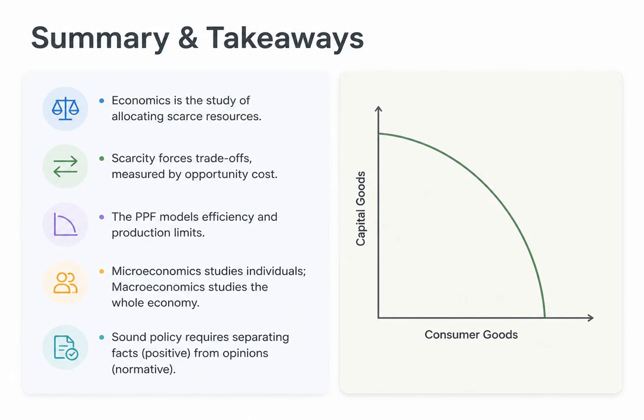To wrap up, economics is fundamentally about how we allocate scarce resources in a world of unlimited wants. Every choice has an opportunity cost, and models like the production possibility frontier help us visualize these trade-offs. Whether we are looking at individual households in microeconomics or the entire nation in macroeconomics, understanding these principles helps us make better, more rational decisions.